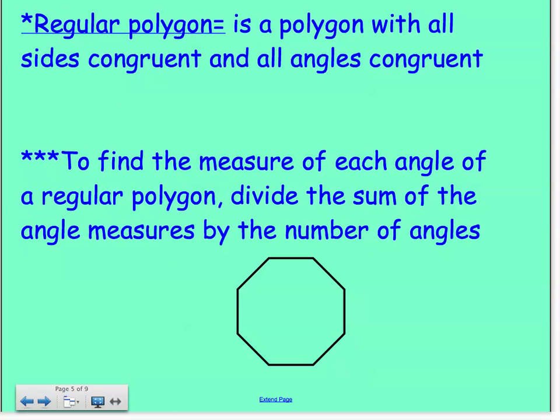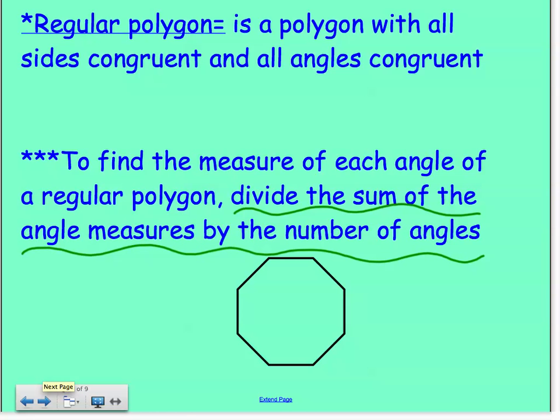Okay, remember a regular polygon is a polygon with all sides congruent and all angles congruent. So to find the measure of each angle in a regular polygon, you need to divide the sum of the angle measures by the number of angles it has. Here we have an octagon. In this octagon, it's a regular polygon, meaning each of these angles are congruent.